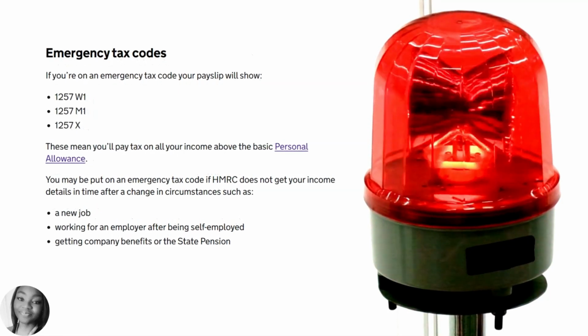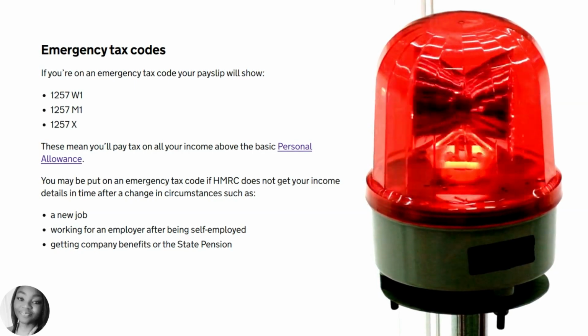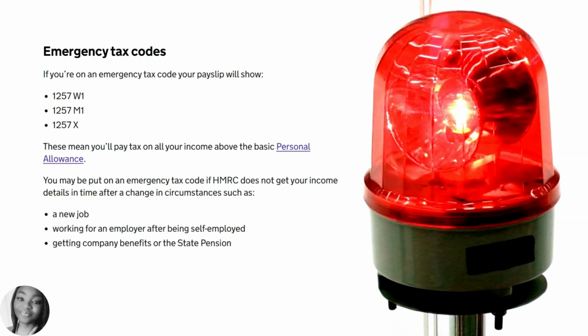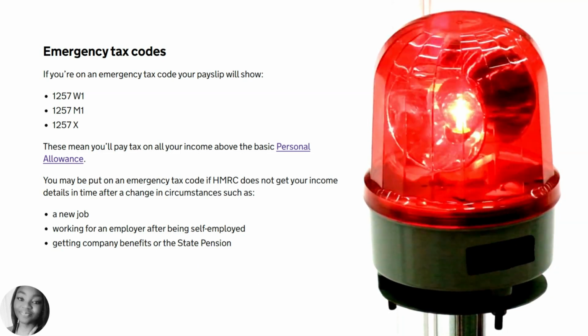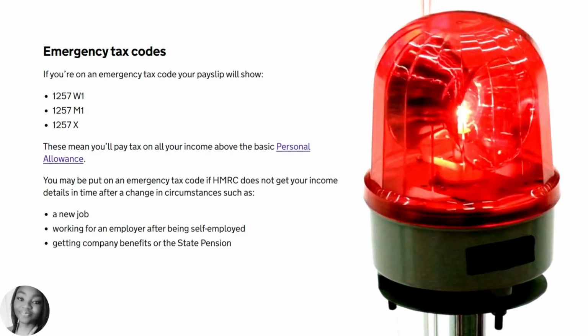Now, this part is very important, which is emergency tax codes. If you are on an emergency tax code, your payslip will show 1257W1 or 1257M1 or 1257X. This means that you are paying tax on all your income above the basic personal allowance, which shouldn't happen.